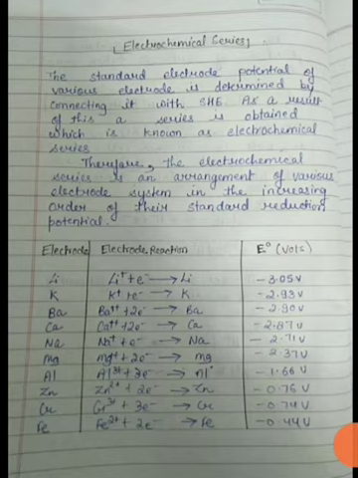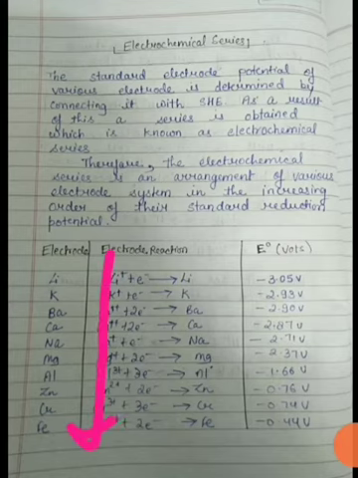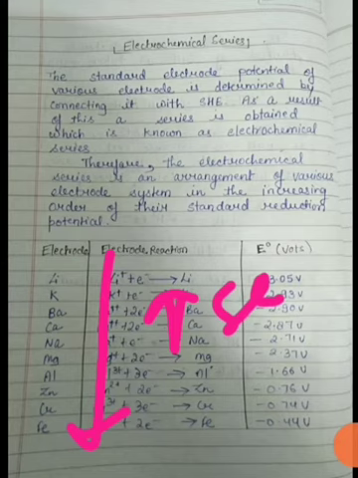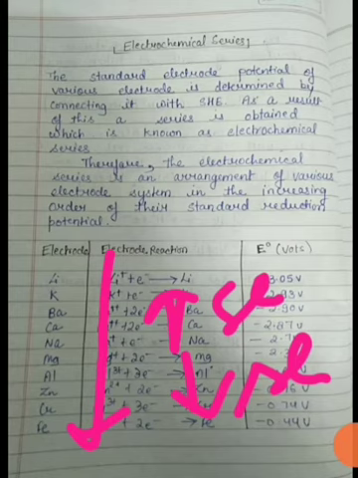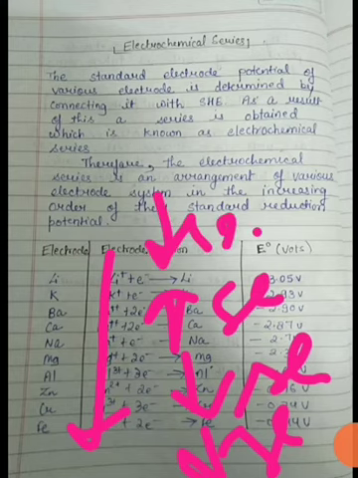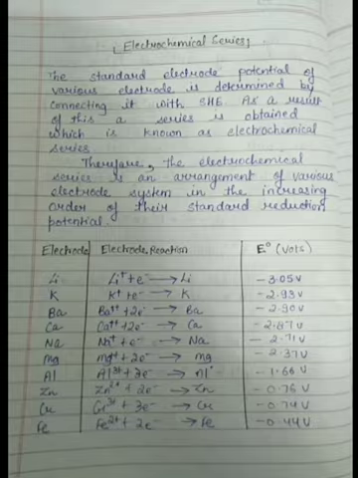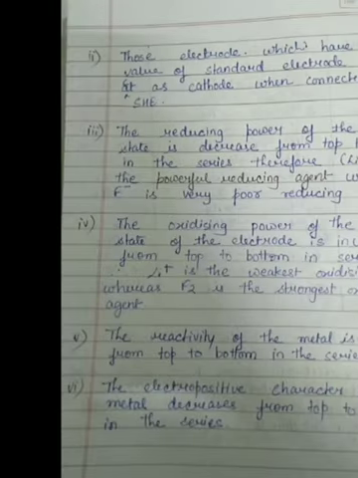Firstly, talking about the related terms, reducing power decreases down the group, then reactivity decreases from top to bottom, then electropositive character also decreases from top to bottom. So what is the thing that is increasing? Only the oxidizing power is increasing. Even the reducing power is decreasing. So this is about its characteristics.